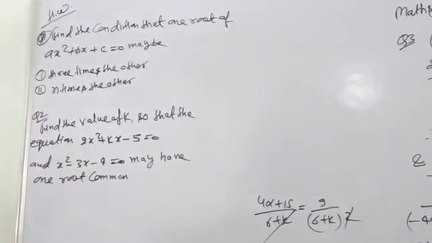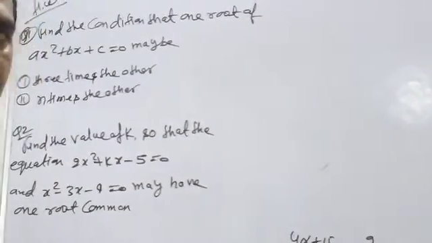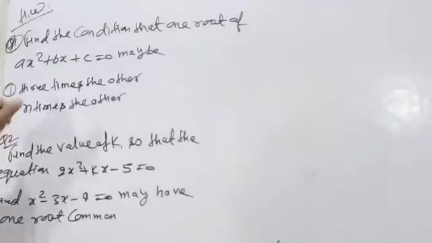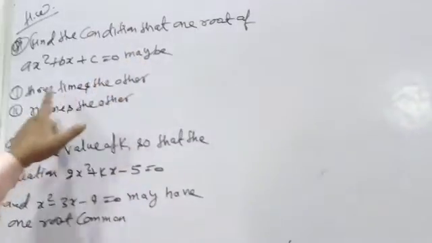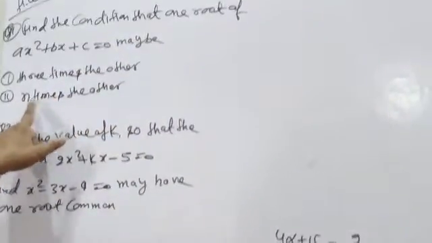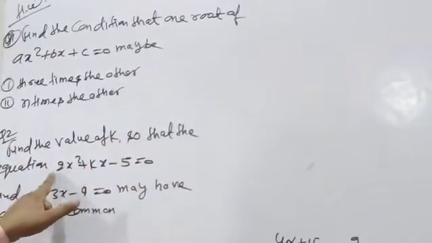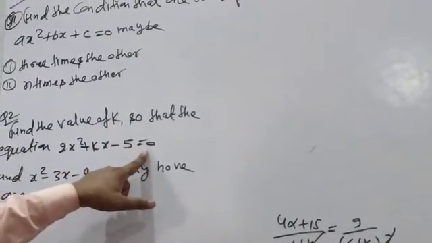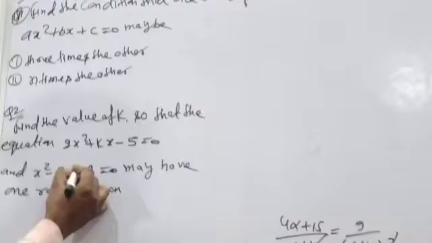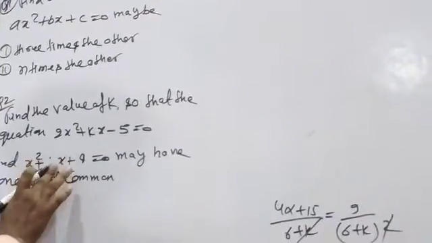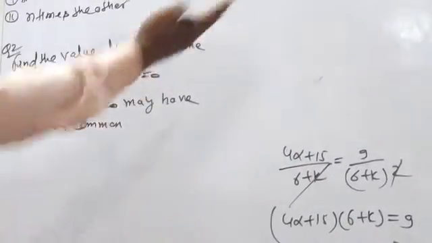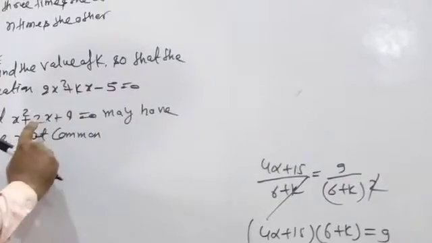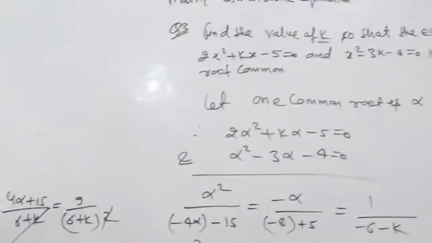Now homework is very important. At the end of any video I am giving homework questions. Already I have given. So find the condition that one root of ax square plus bx plus c is equal to 0 may be 3 times the other root, n times the other. Second question: find the value of k so that the equation 2x square plus kx minus 5 is equal to 0 and x square plus 2x plus 4 is equal to 0 may have one root common. Clear? Both are similar questions. Equation one is the common, and here 2 and 4.